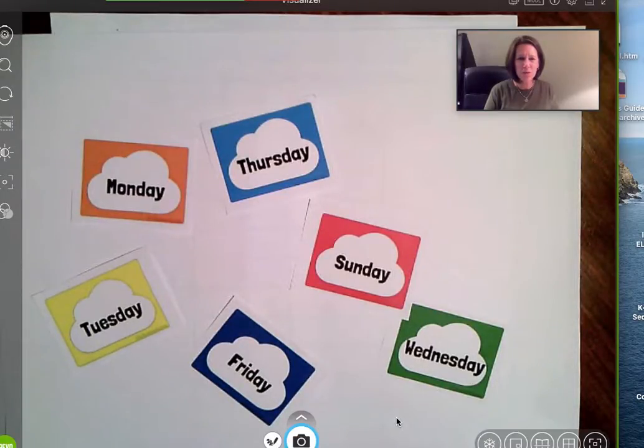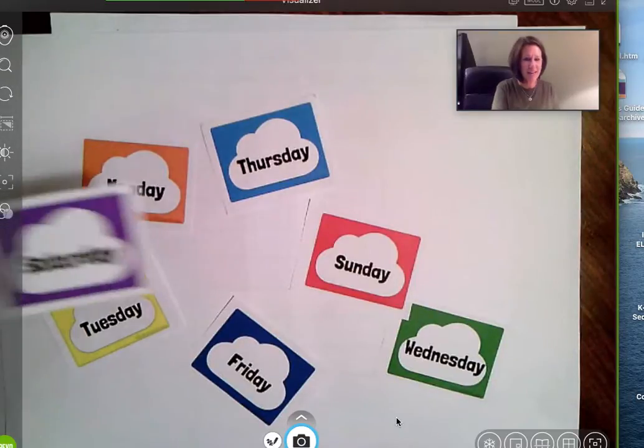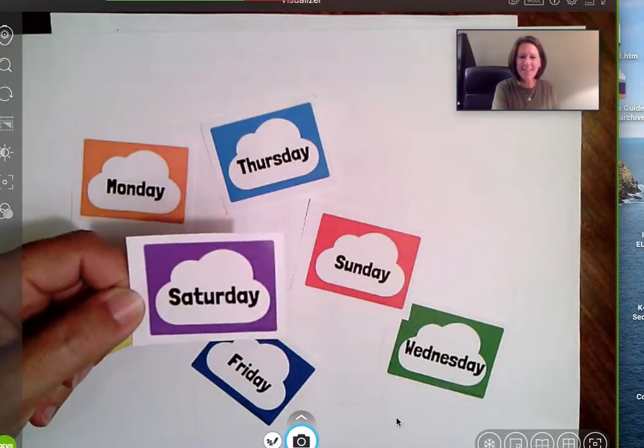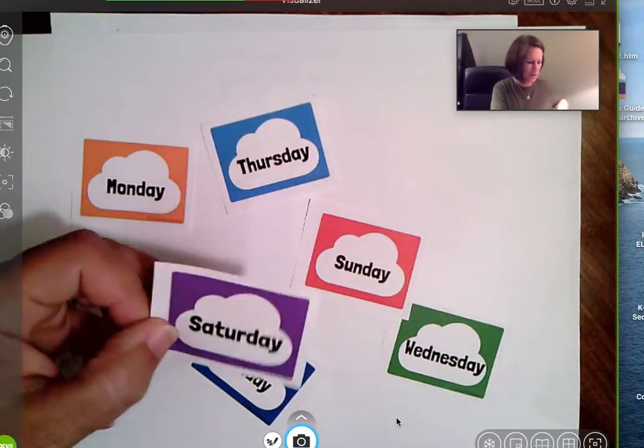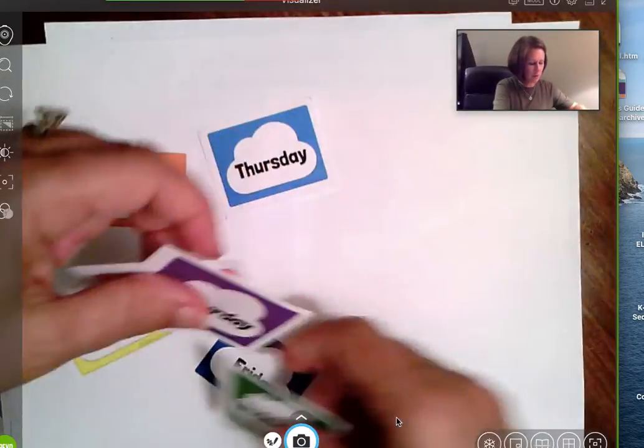Be a math super sleuth. Do you see? Which day isn't there? Did you say Saturday? Or did you have some trouble figuring that out? Let me try again. Don't peek. Are you ready?